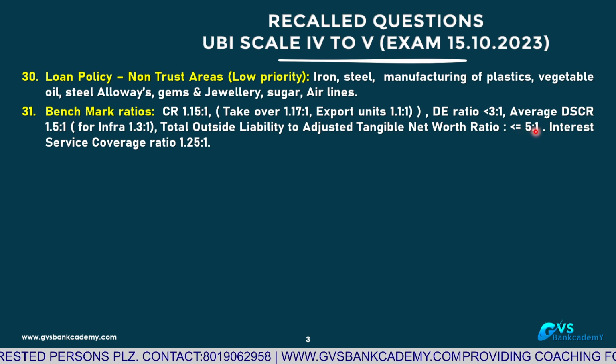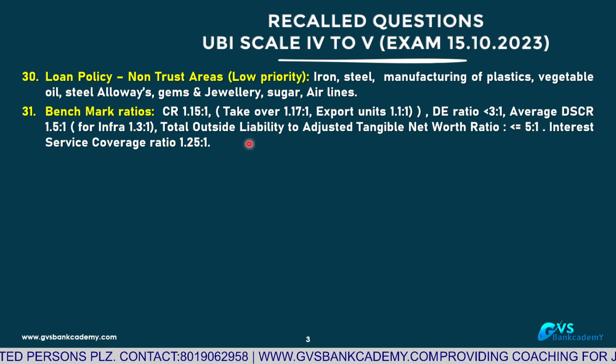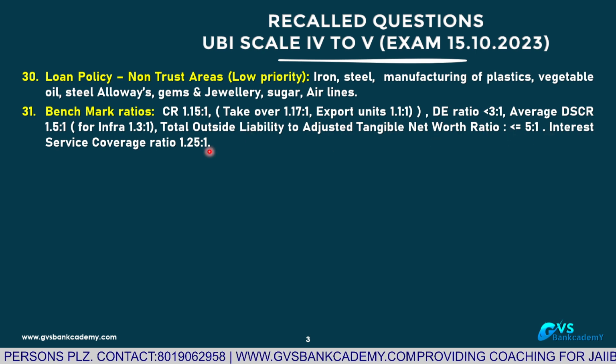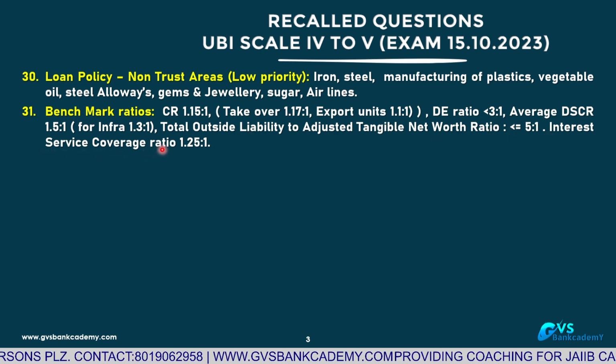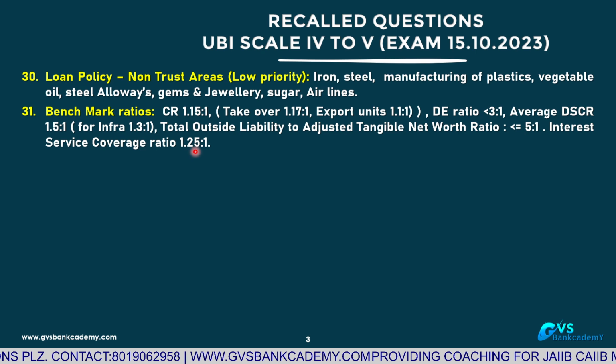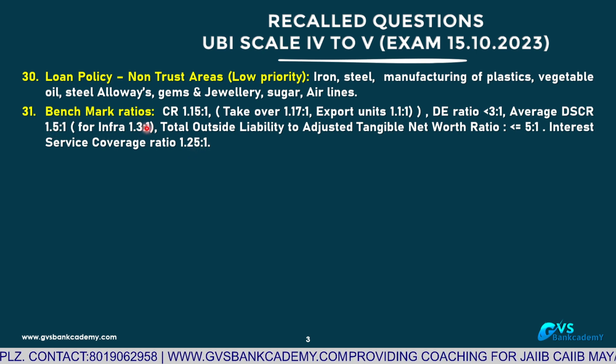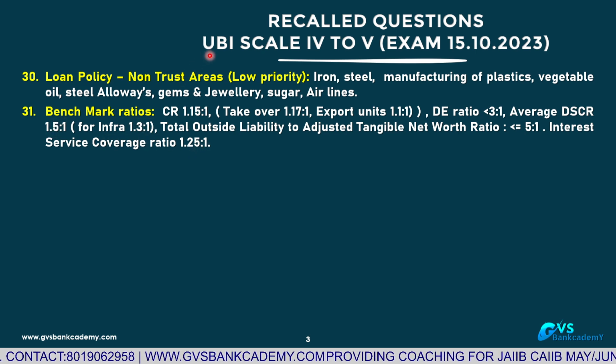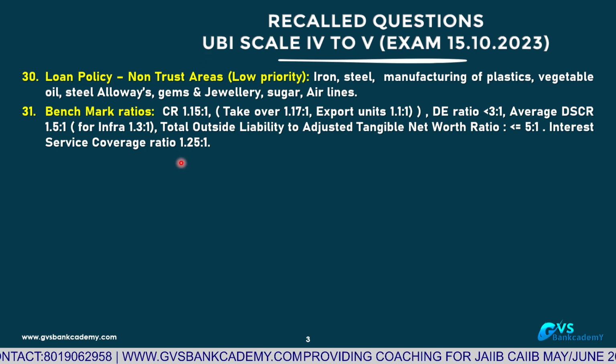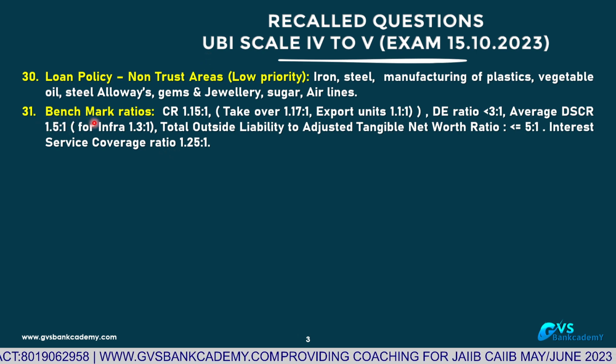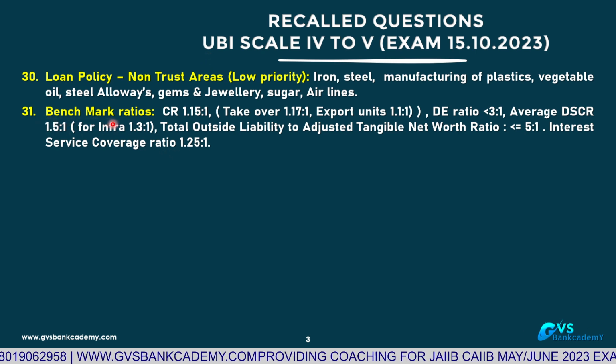1 rupee equity is their net worth, 5 rupees total outside liability. That is it. Interest coverage ratio for term loan and CC is 1.25:1. These are the benchmark ratios for Union Bank of India. Other bank officers are requested to please see your own benchmark ratios.